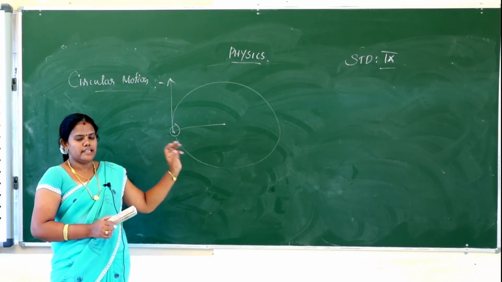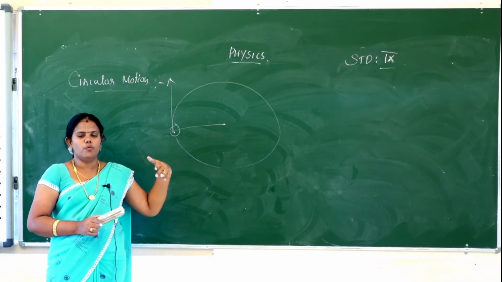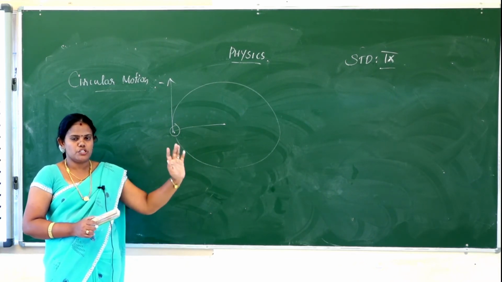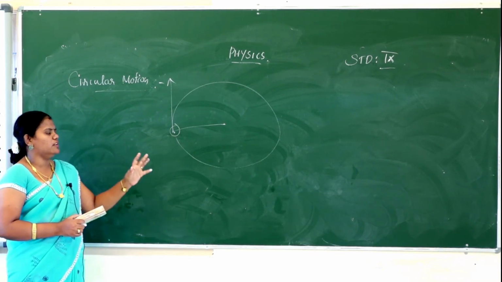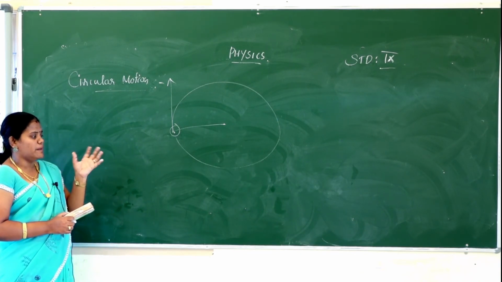If the object is suddenly released from the circular motion, it will move in a straight line. That is called circular motion. How to calculate the circular motion? The distance covered by the circular motion.